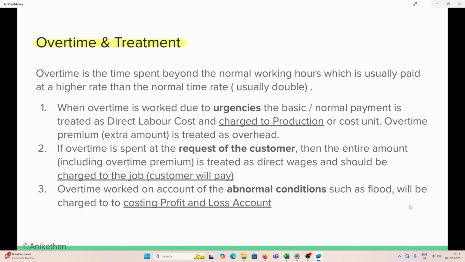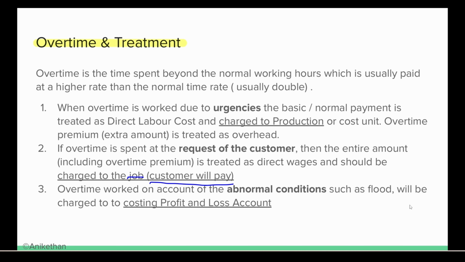Second scenario: if overtime is spent at the request of the customer, then the entire amount is treated as direct wages and should be charged to the job. What this second point says is, the customer is demanding his product earlier. Because of his request, now I have to work faster and for more time to produce his product. In such cases, all these extra charges, which is overtime premium and the direct wages, should be charged to the job. That means the customer will have to pay for this overtime.